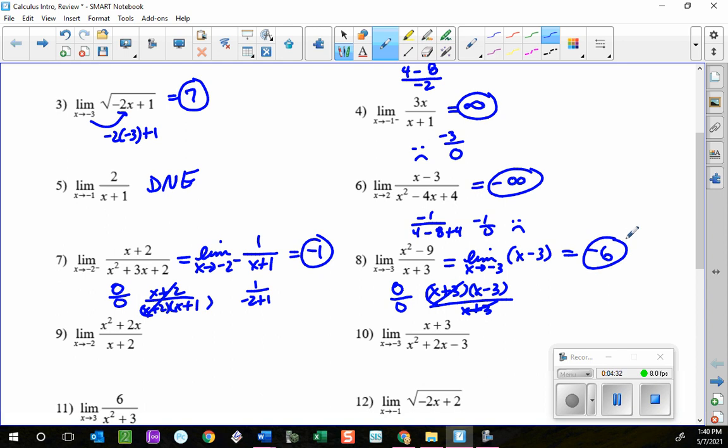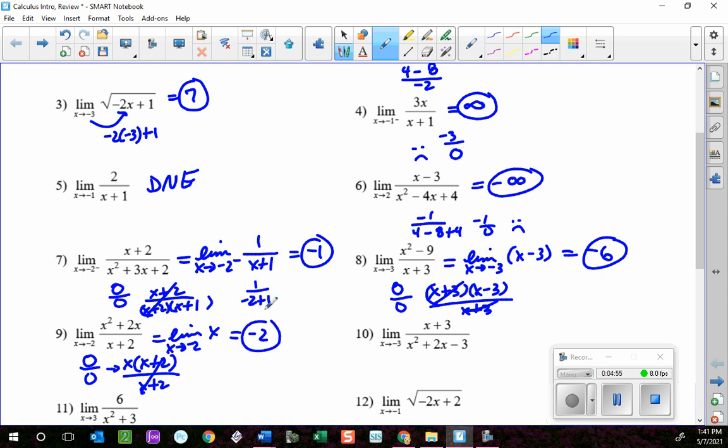All right, again, number 9. If I try to plug in -2, it turns into 0 over 0, so I factor. I take an x out of the top, which leaves x plus 2. The bottom is x plus 2, so those cancel. So this turns into the limit as x goes to -2 of just x. So plug -2 into x, and you get -2. For number 10, if you try to plug -3 into here, you get 0 over 0.